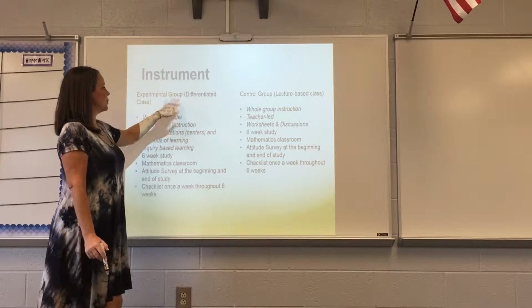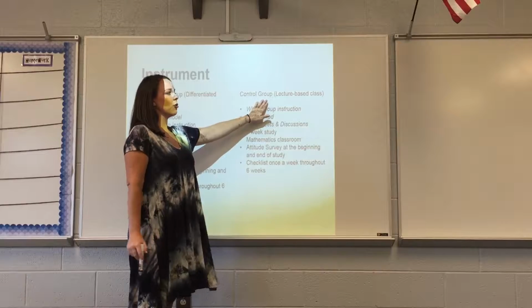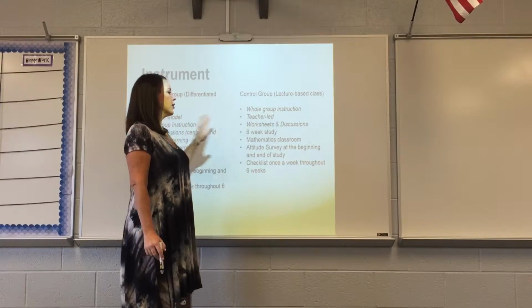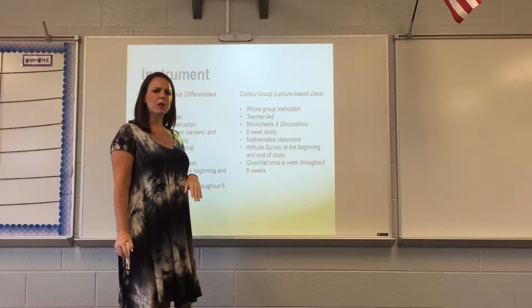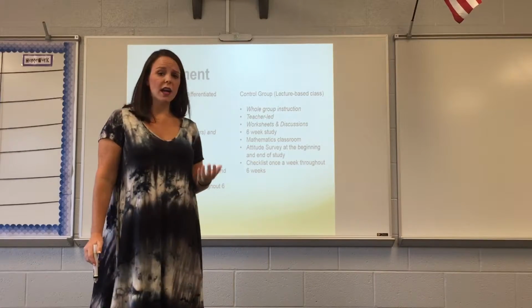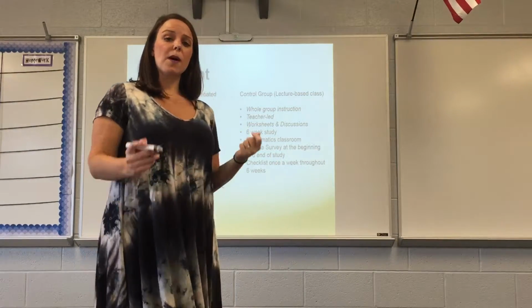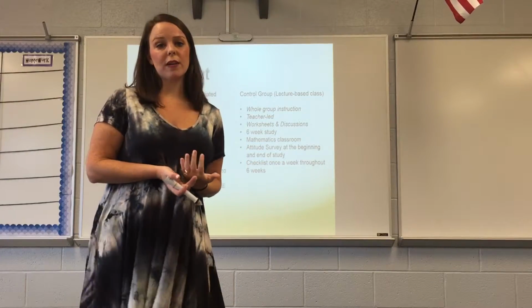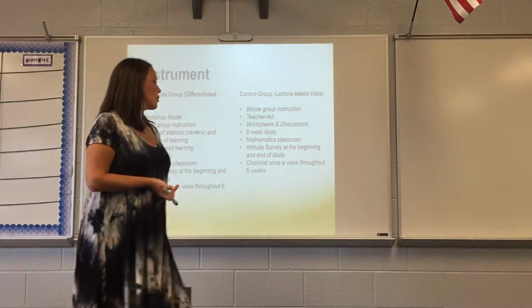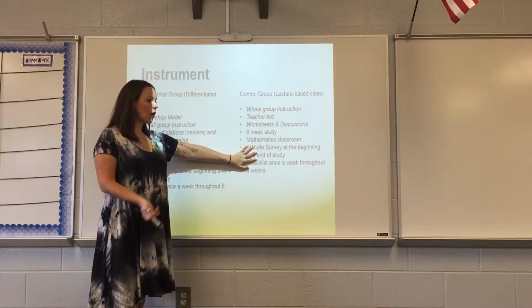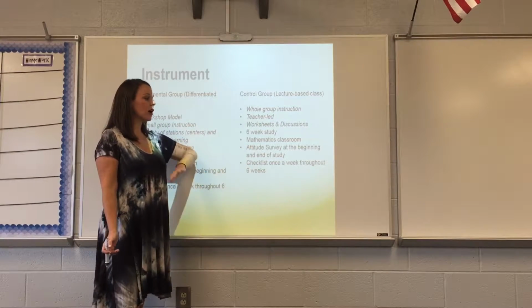The experimental group is going to be the differentiated class, and the control group is going to be the lecture-based class. Here you're going to see some stuff is in italics while others is not. The bullets that are in italics are the points that are different about each class. And then the bullet points that are not italicized are points that are the same.